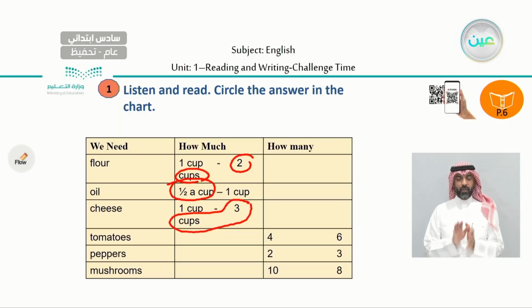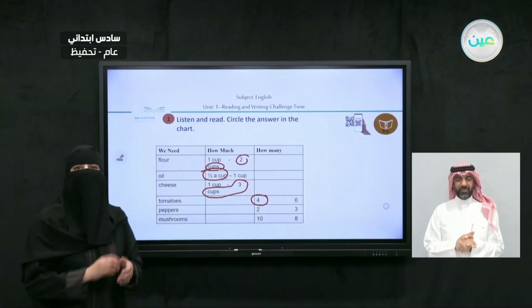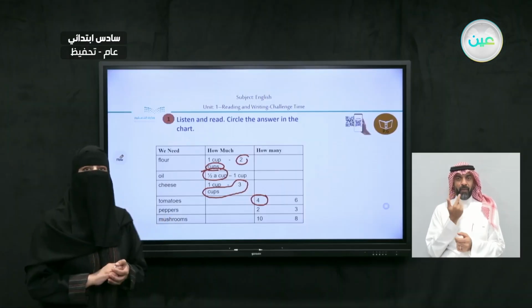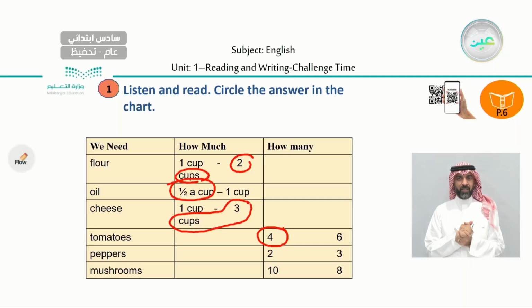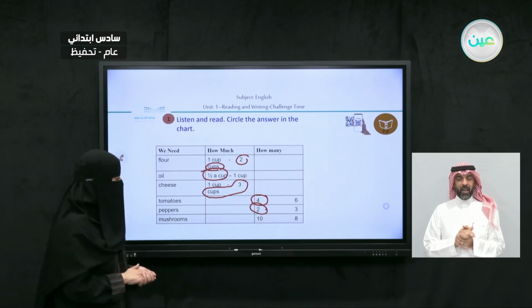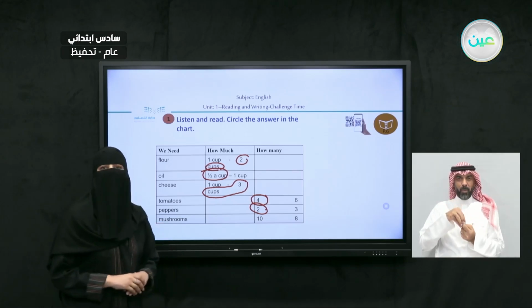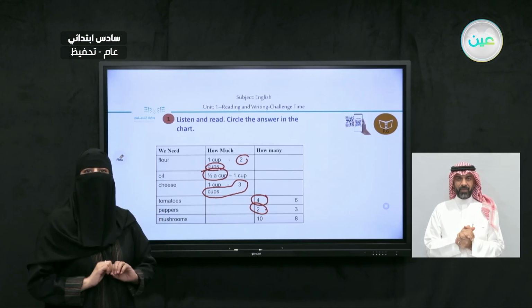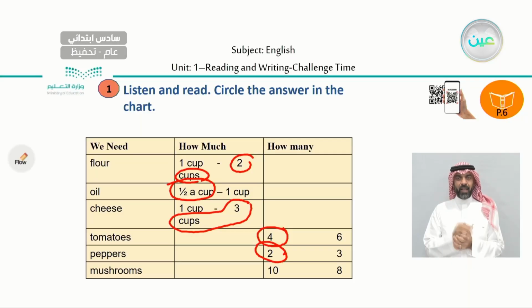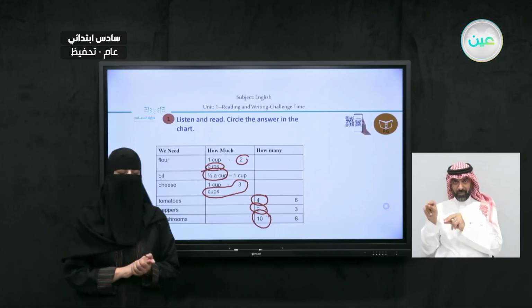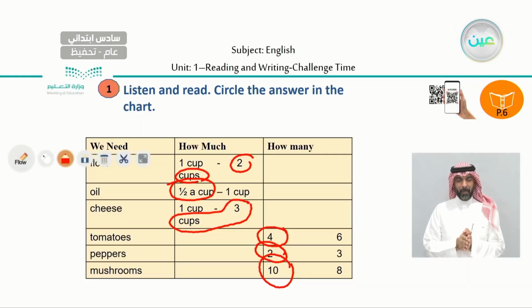What about tomatoes? How many tomatoes? 4 tomatoes. Very good. What about peppers? How many peppers? Give me your answers. 2 peppers. You see? 2 peppers. I add S. Okay, what about mushrooms? How many mushrooms? 10 mushrooms. Very good. Okay, check your answers, please. And that's good. Well done. Okay.